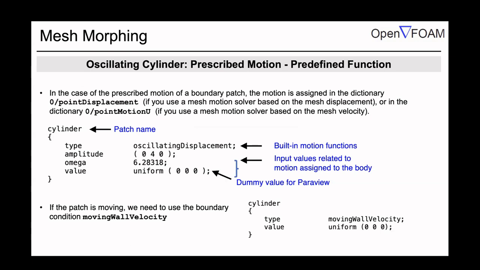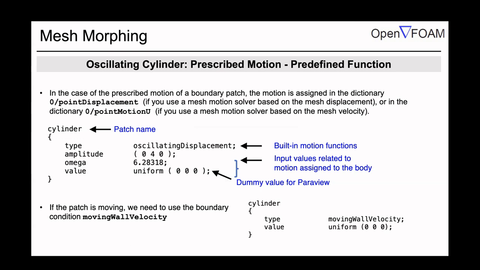This is an example where I am using an oscillating displacement, which is already a built-in function, as I told. I'm giving an amplitude of 0 4 0, that means 4 meters in the y direction, and I'm using an omega rotational frequency in radians per second. This is for ParaView, it's a dummy value, you don't have to care about that.